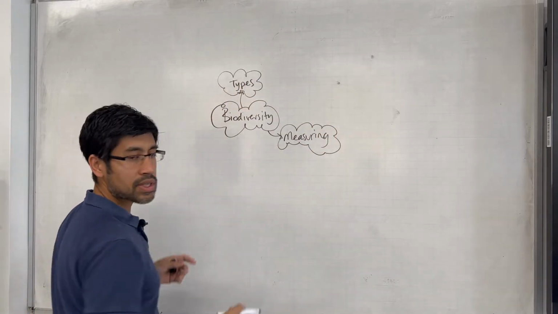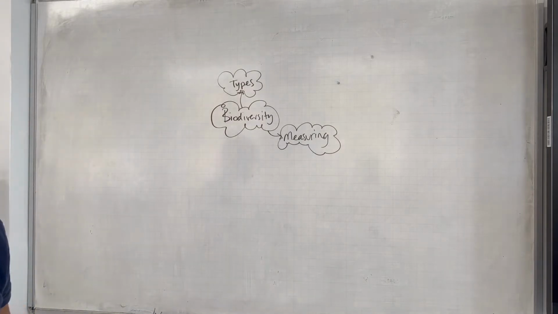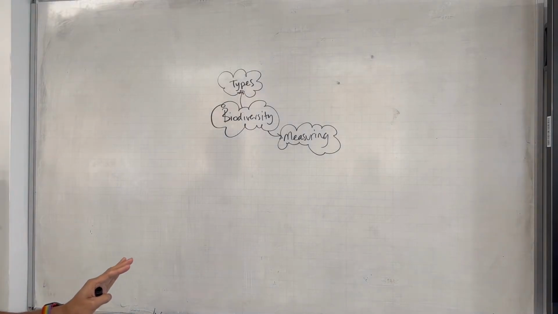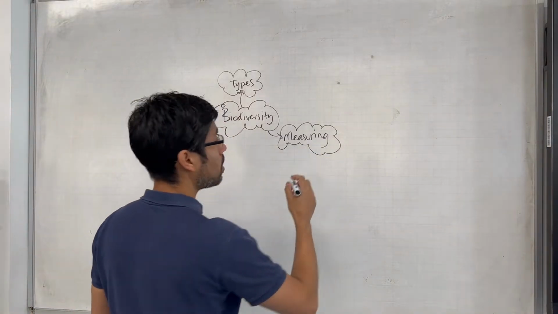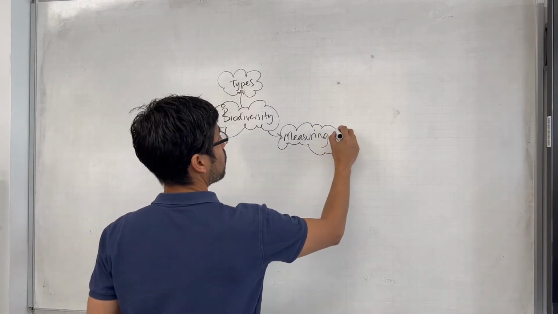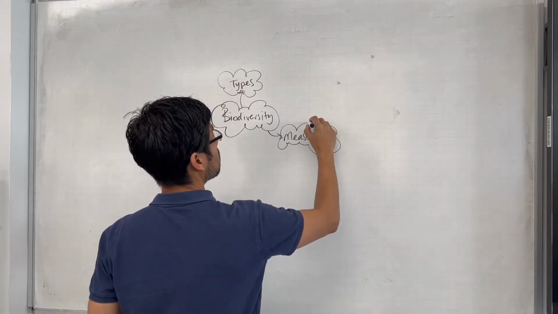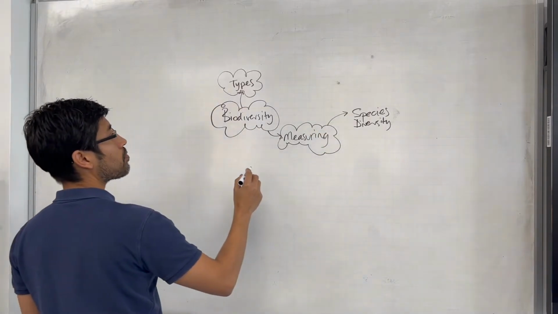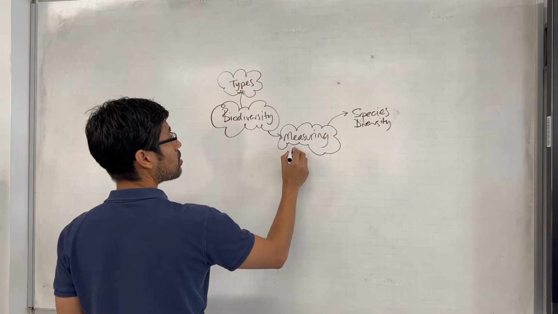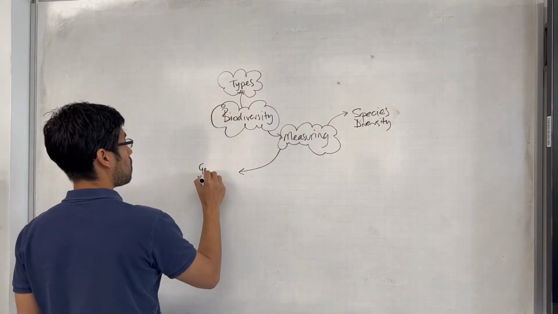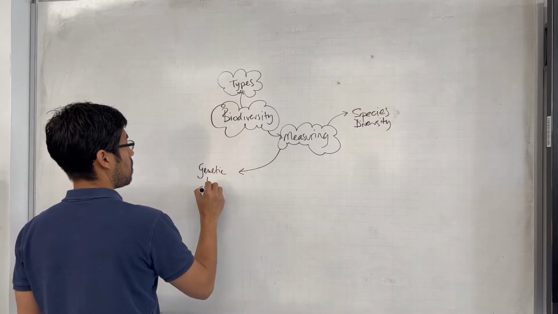In fact, we could just get into it, but let me just broadly speaking put everything out properly so that we have enough space to do everything right. Okay, so in measuring, we are going to be measuring species biodiversity, okay, and we'll also be measuring genetic diversity.